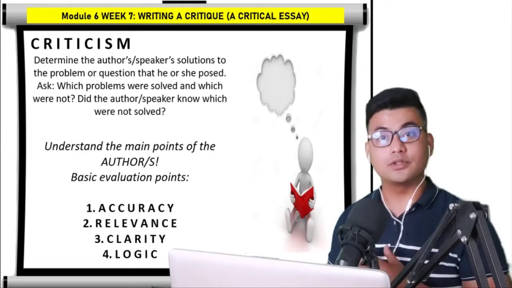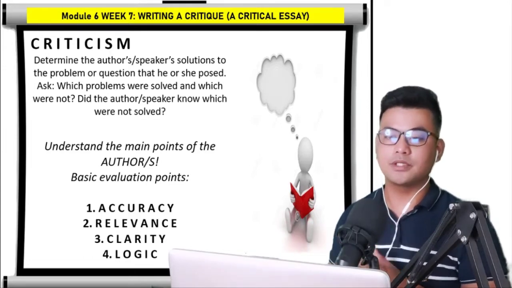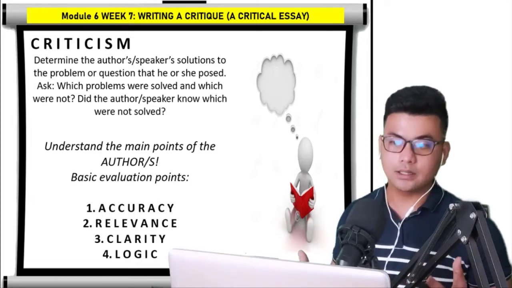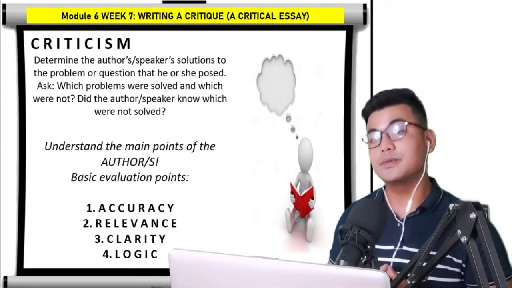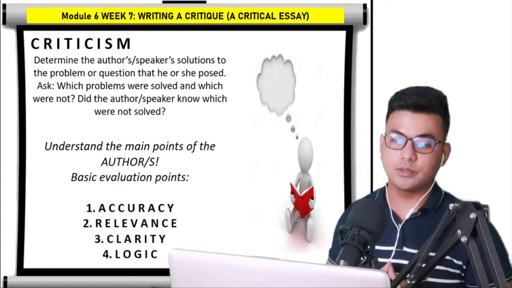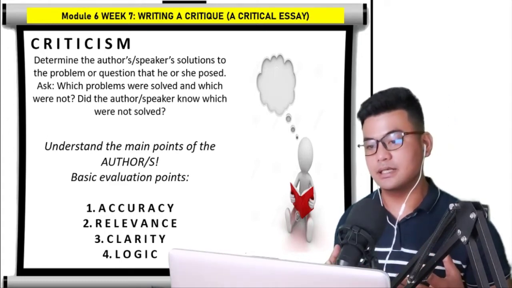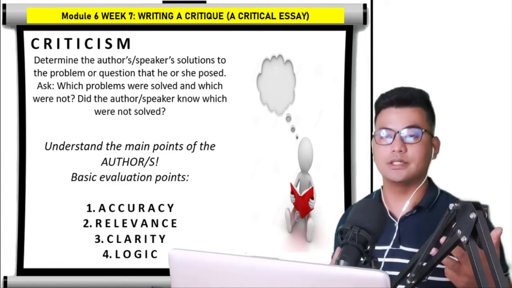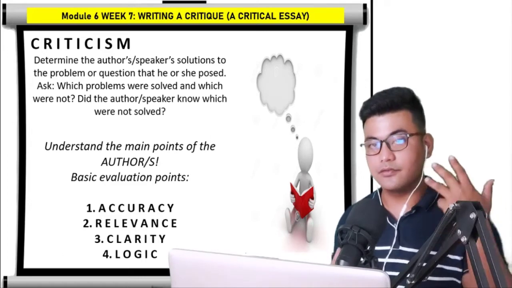Criticism is to determine the author-speaker's solution to the problem or question that he or she posed. Which problems were solved and which were not? Did the author or speaker know which were not solved? Understand the main points of the authors and the basic evaluation points. Then again, just like I said earlier, is the accuracy, relevance, clarity, and logic.